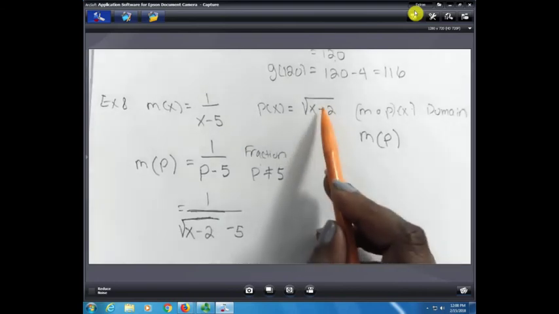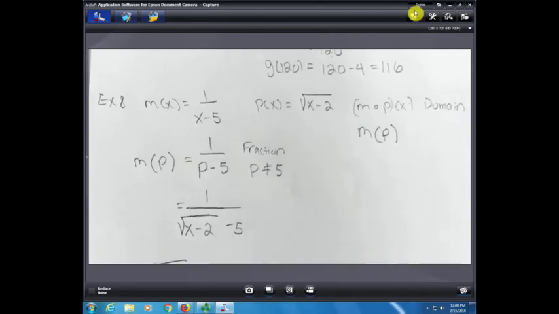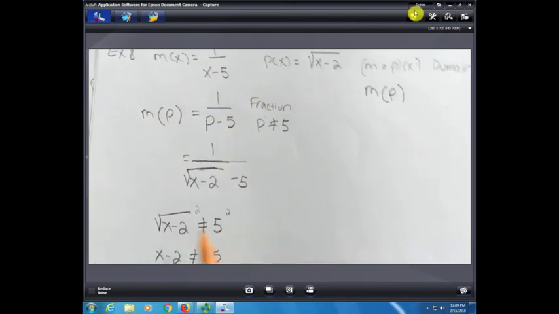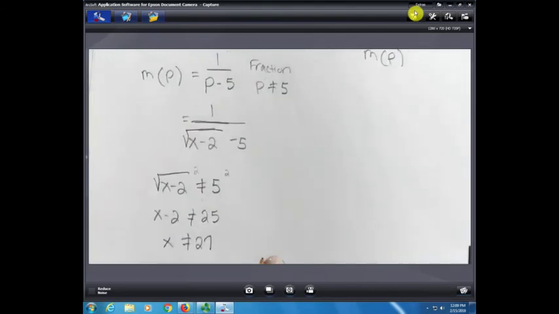And my p actually is square root of x minus 2. So I know that this square root of x minus 2 cannot equal 5. Now, let's square both sides of this to get rid of that square root. 5 squared, and then I'll add 2. So one part of this is saying my x cannot be 27.